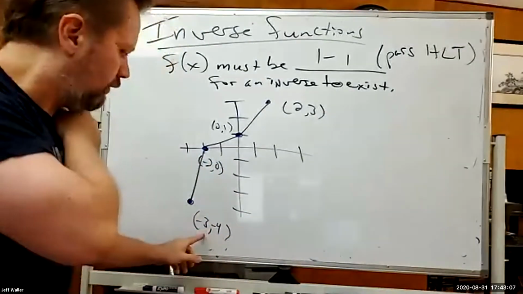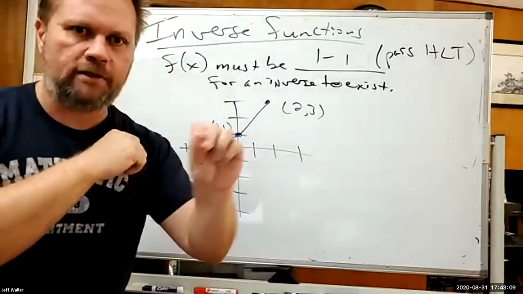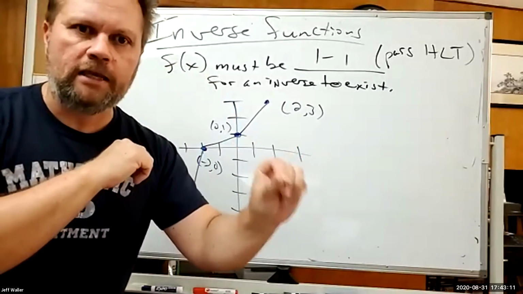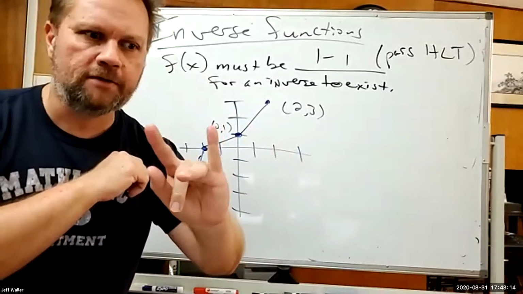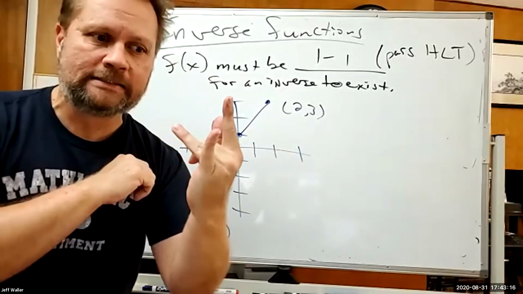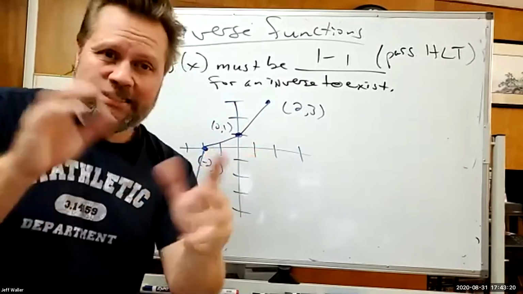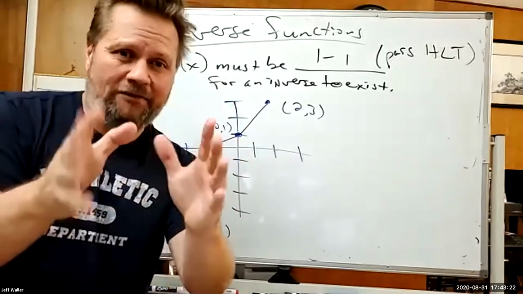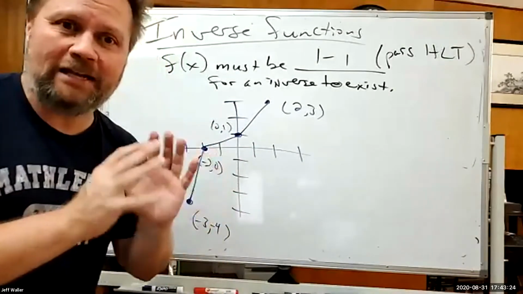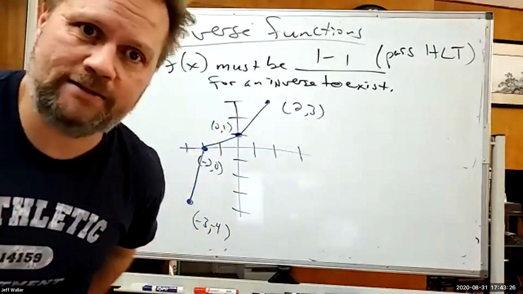So if this function goes through the point -3, -4, the inverse must go through the point 4, 3, or -4, -3. There we go, -4, -3. It doesn't change the signs. It just flips them around.